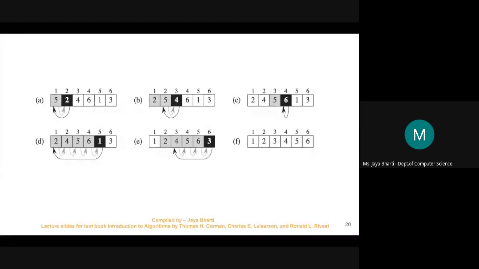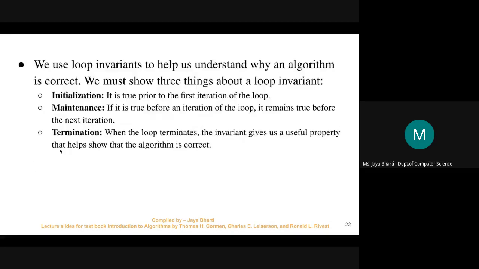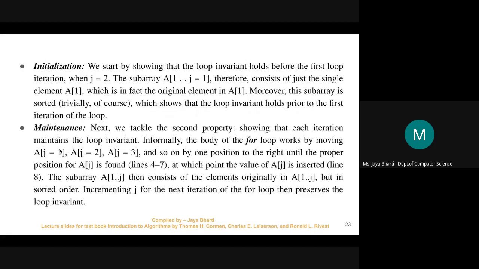Now we have moved from aj, aj minus 1, aj minus 2, j minus 3, j minus 4, j minus 5, until we found the correct position for aj. Okay, so this is the same condition. Until we found the proper position for aj, at which point the value of aj is inserted. The subarray A1 to J then consists of the elements originally in AJ.